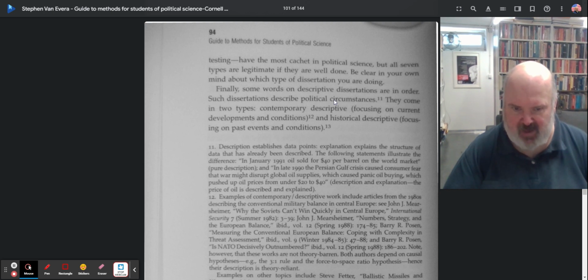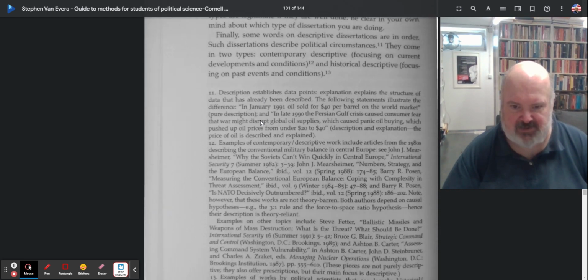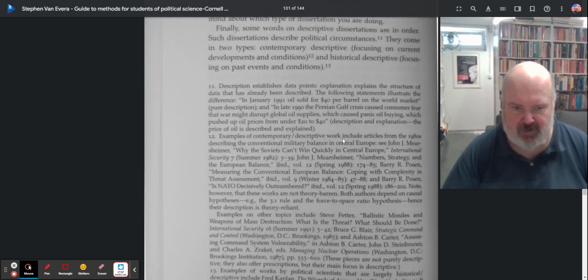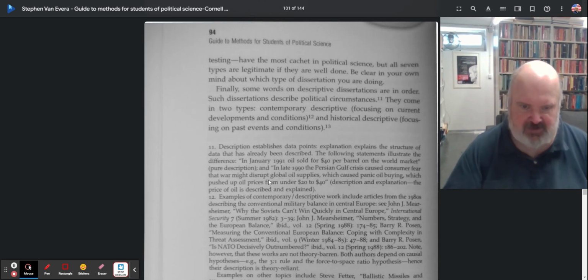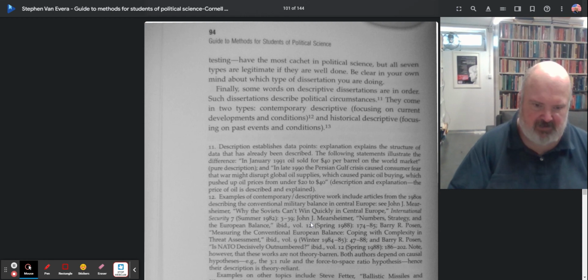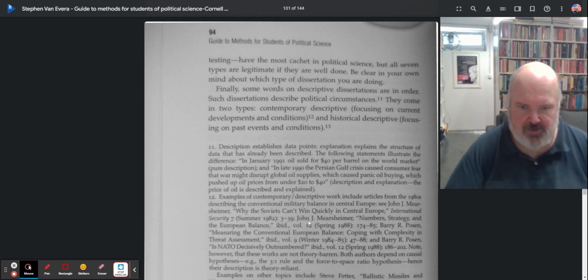Mere description is mere facts, right? They come in two types. Contemporary descriptive, focusing on current developments and conditions. Examples of contemporary works, such as the 1980s describing conventional military balance in Central Europe, you know, Mearsheimer, right? And he says that descriptions of these events, and he's focused on international relations and security studies, are pure descriptive, right? Contemporary descriptive, focusing on current development and conditions. And historical development, focusing on the past events and conditions.